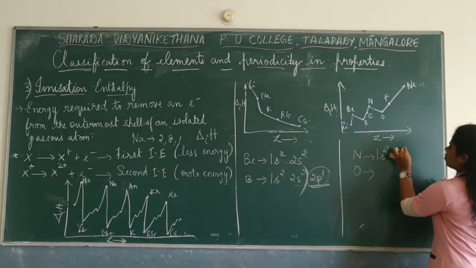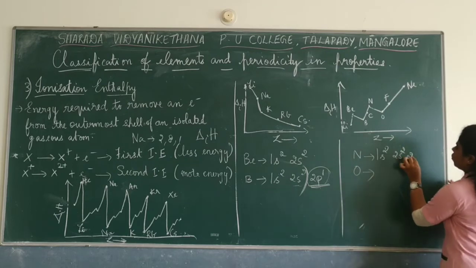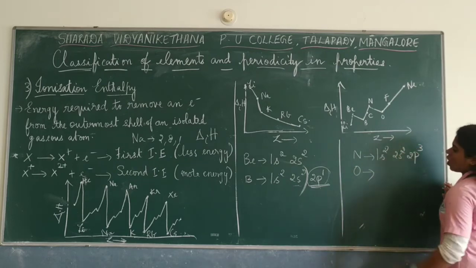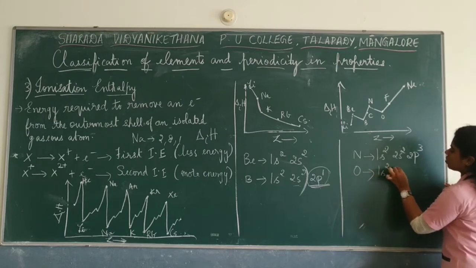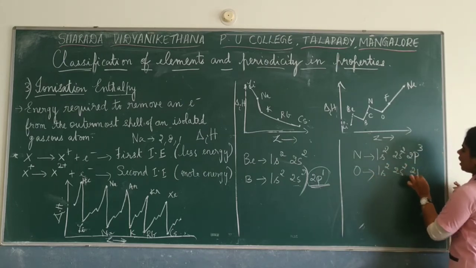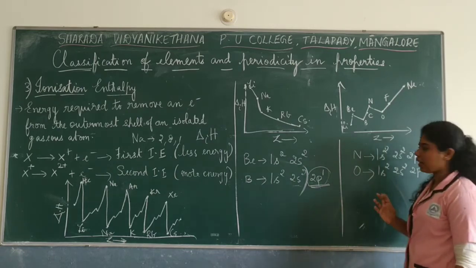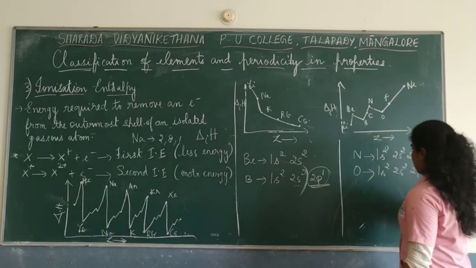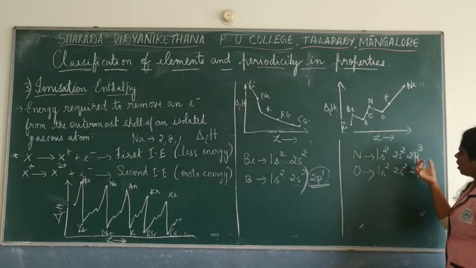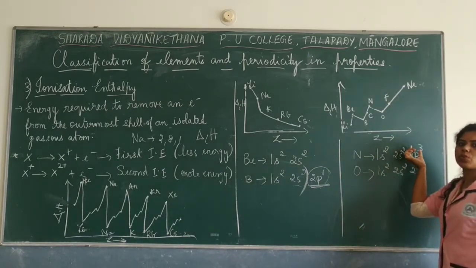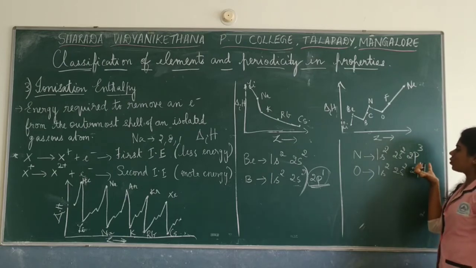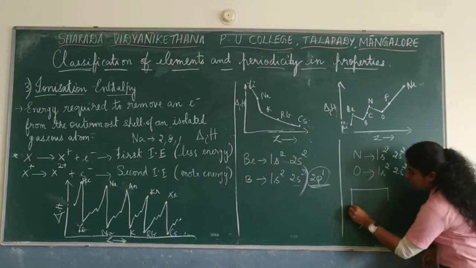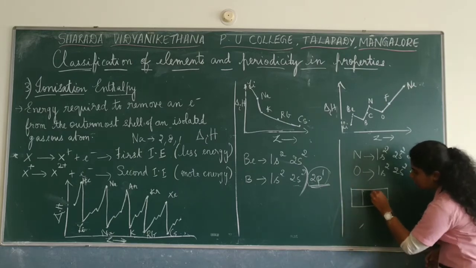1s2, 2s2, nitrogen is 7. 2p, how much? 2 plus 2 is 4, 3. Correct? Oxygen is 8. So 1s2, 2s2, 2p4. Correct? 4 plus 2, 6, 6 plus 2, 8. Okay, proper. Now, if you see here, what's the difference? Nothing. It is p. In the p orbital you have 3 electrons, and in this p orbital you have 4 electrons. The p subshell has 3 orbitals.